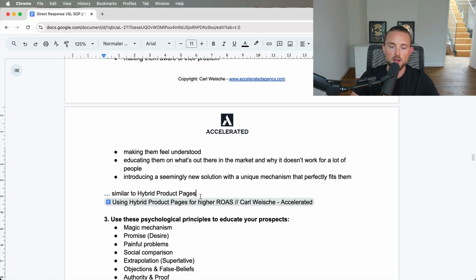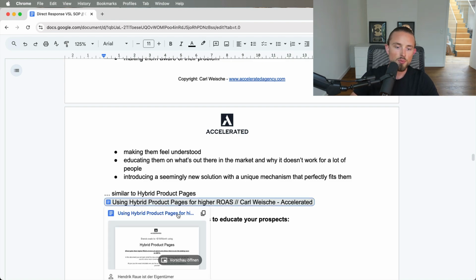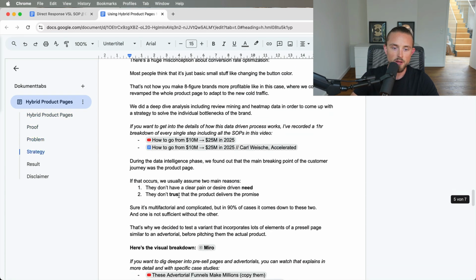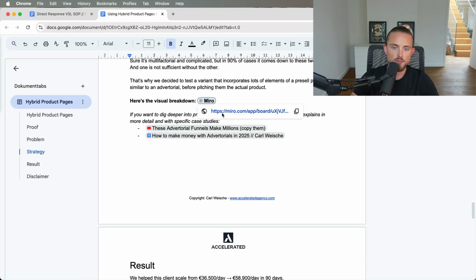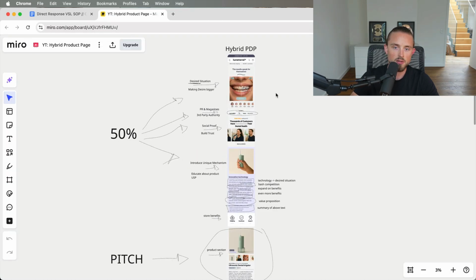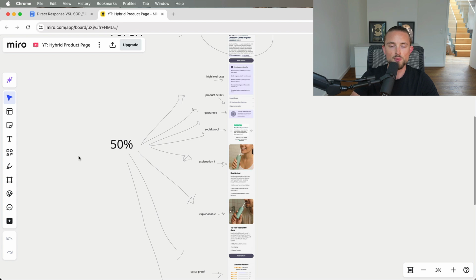And this is also similar to your hybrid product pages. I've talked about this in another video where we sometimes like to build product pages where we don't show the product and the price point at the top. But first of all, the first 50% of the product page are basically just education, desired situation, pain, trust, and all of this stuff, right? So what you can see here, first 50% of the product page, we educate the user, then we pitch the product and give them the price point, and then we have some more around the specific product.